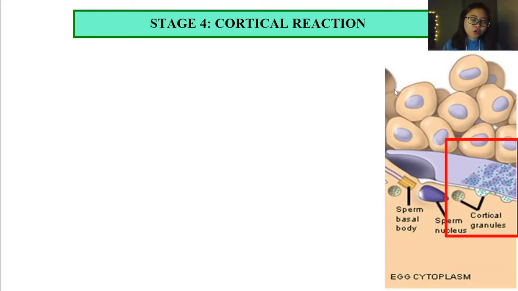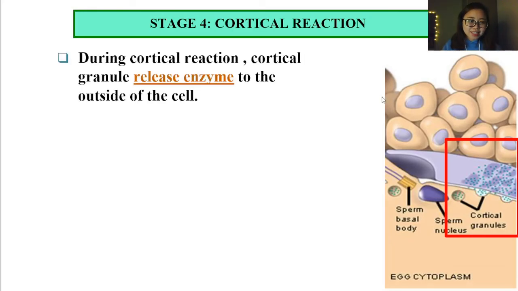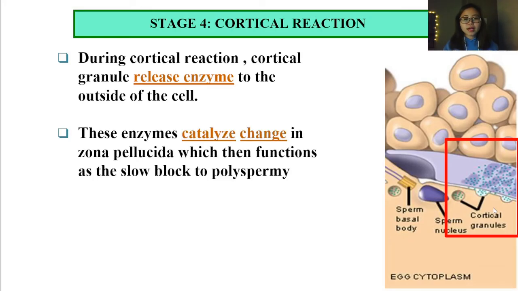So, stage 4, cortical reaction is when the cortical granules release enzymes to the outside of the cell. After fusion of the plasma membrane, it is time for the cortical reaction. These enzymes will catalyze change in the zona pellucida, which then functions as the slow block to polyspermy.